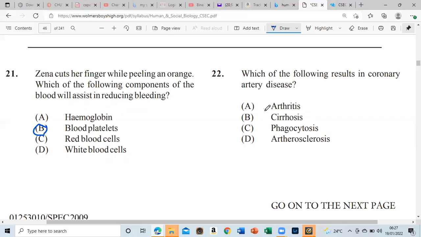Let's move on to 22. Which of the following result in the coronary artery disease? Is it the arteritis, cirrhosis, phagocytosis, or is it arteriosclerosis? And number 22 is the arteriosclerosis.